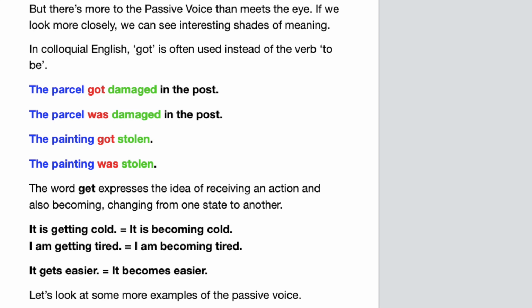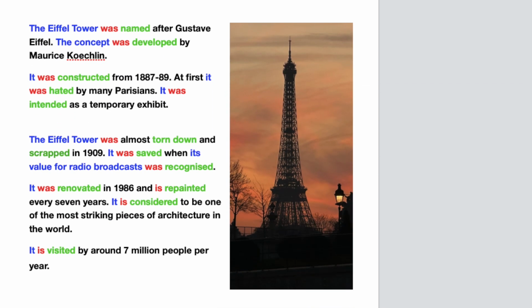So let's take a look at some more examples of the passive voice. And that's my photograph of the Eiffel Tower, taken on my visit in February 2025 at dusk. Yes, pay attention to the colour coding and just be aware again of the structure, the three parts: subject, verb and past participle. The Eiffel Tower was named after Gustave Eiffel. The concept was developed by Maurice Koechlin. It was constructed from 1887 to 89.